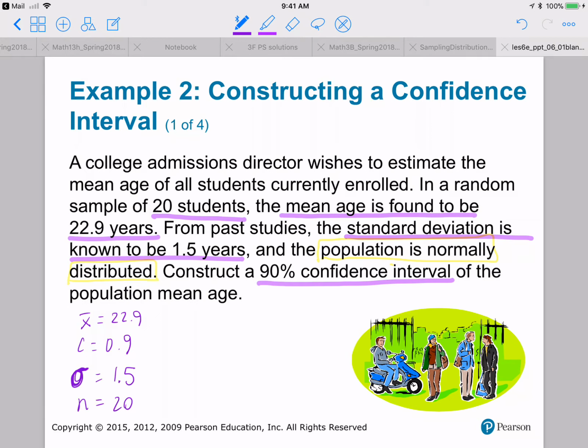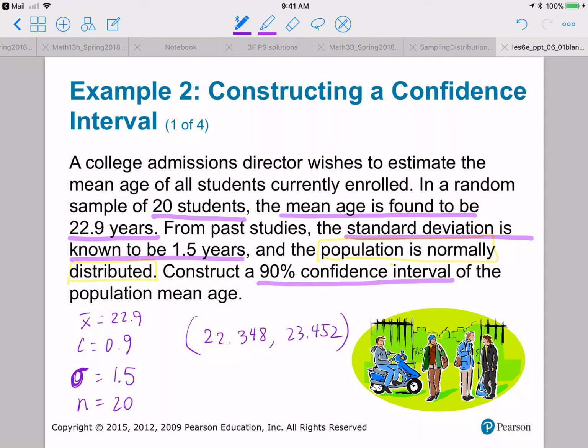N equals 20. So on the calculator, we go to stat, tests, Z interval, and then we want stats. So my sigma is 1.5. My X bar is 22.9. N is 20. And my C level is 0.9. Calculate. And I got 22.348, comma, 23.452.